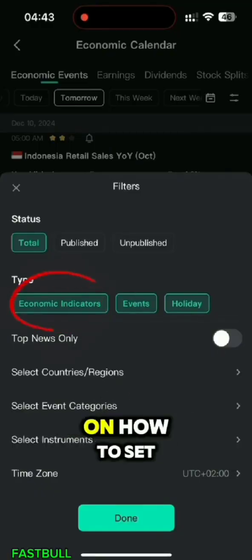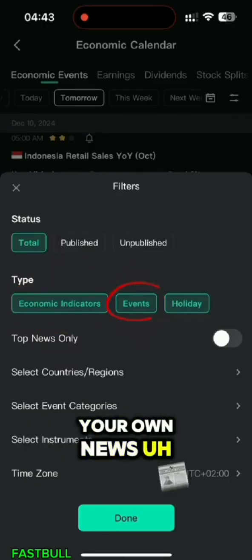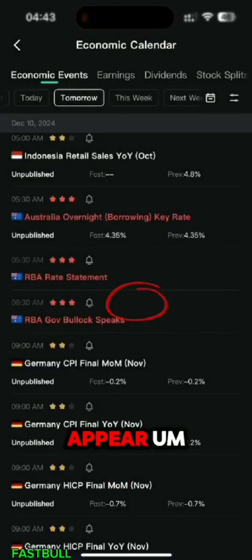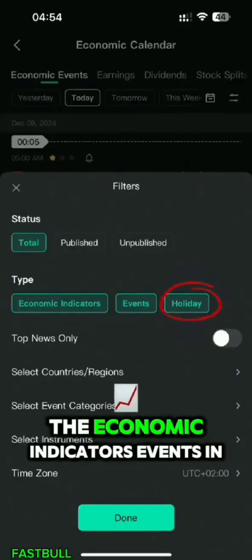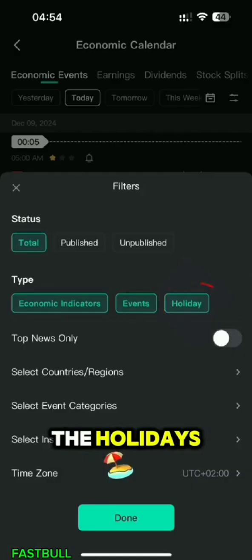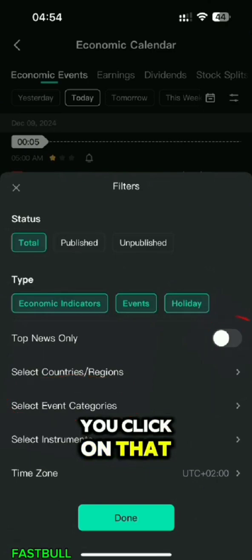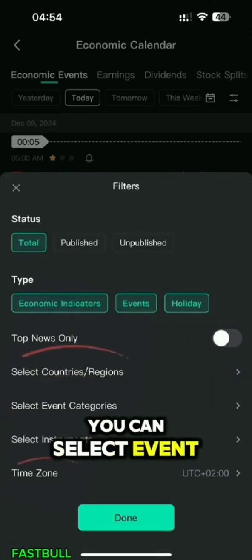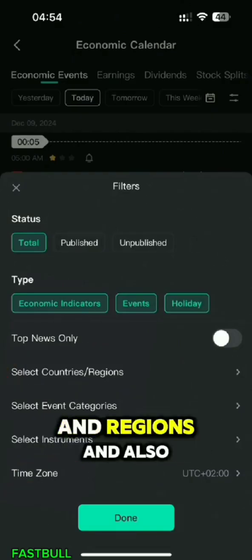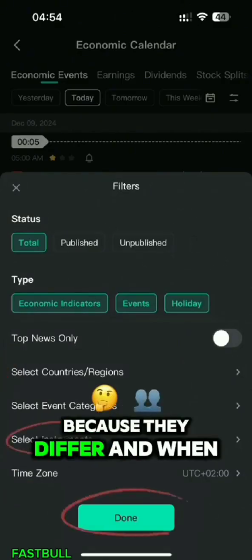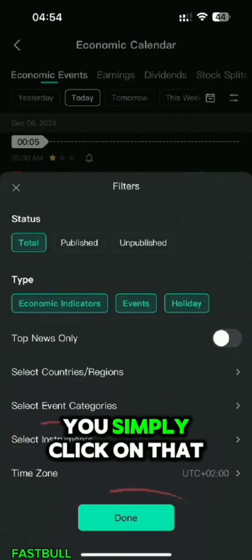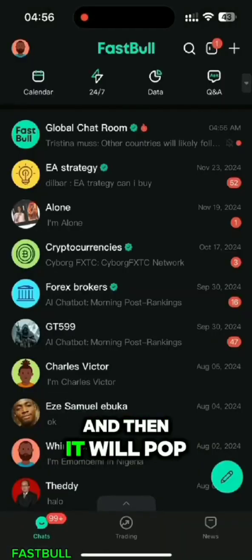When you click to the top right corner over there, it shows you the settings on how to set your own news. For example, this is how I want mine to appear: the economic indicators, the events, and the holidays. I want all that news. If you want top news only, you click on that, and you can select event categories and countries and regions, and also time zones because they differ. And when you're done, you simply click on that done option and then it will pop right down.